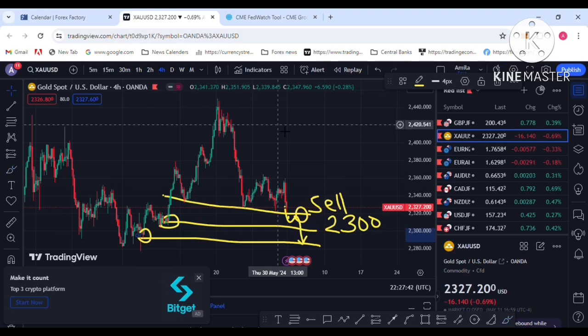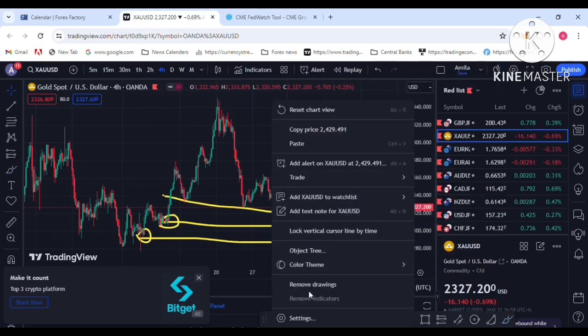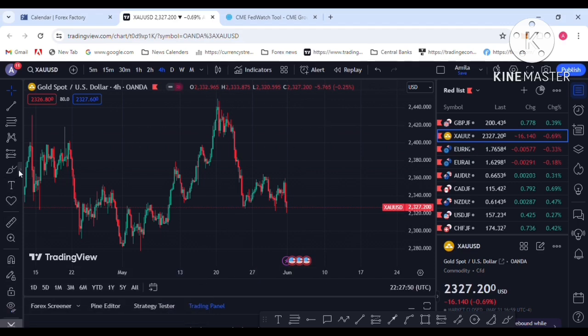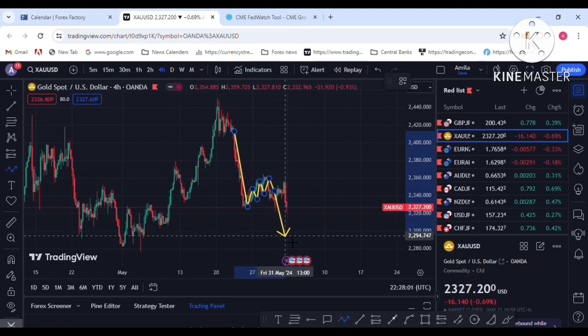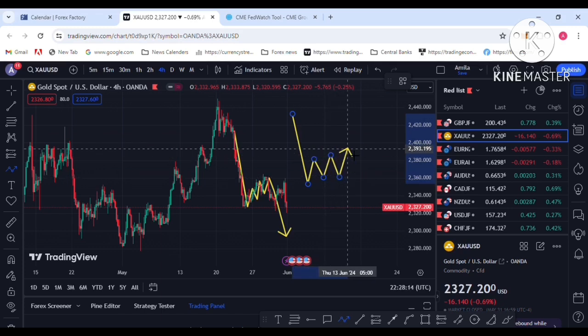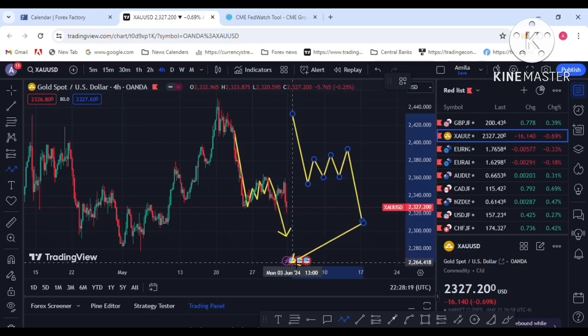This is the 4-hour gold chart. I am seeing another pattern in here, the bearish flag pattern. The bearish flag pattern is a bearish, downtrend pattern. This is the flag, which was created last week, and then price again dropped to the downside. So that's the bearish flag pattern.